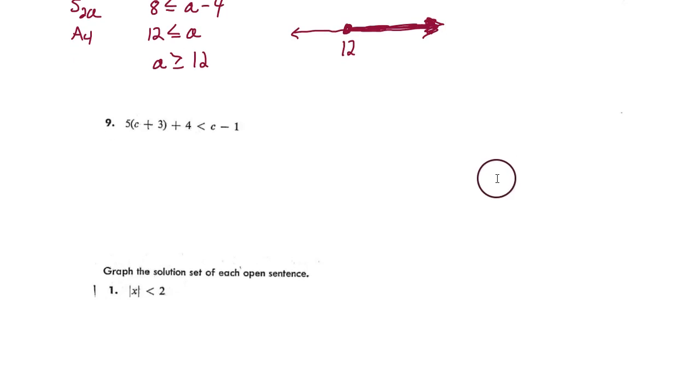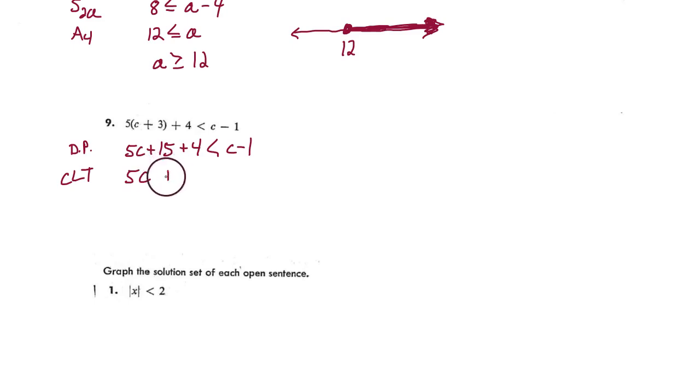Number 9, I notice that there's some parentheses and a number right in front, so that makes me think of doing the distributive property. 5 times c is 5c. 5 times 3 is positive 15. Now let's combine like terms. So we have 5c plus 19.